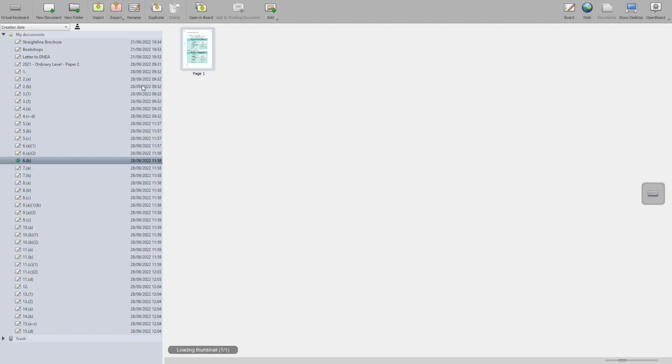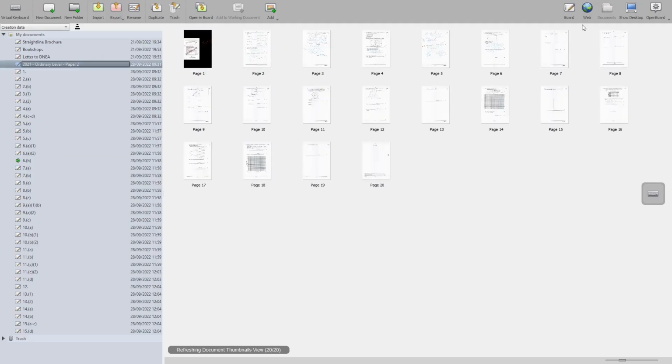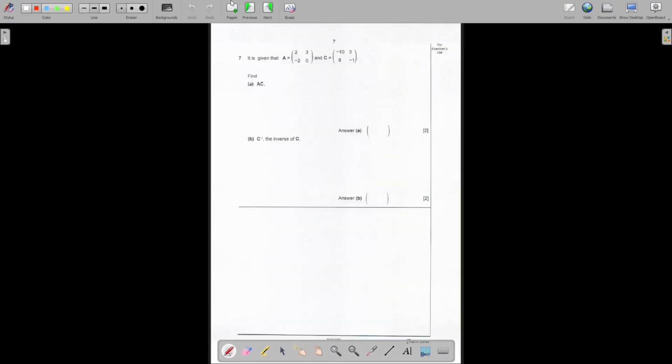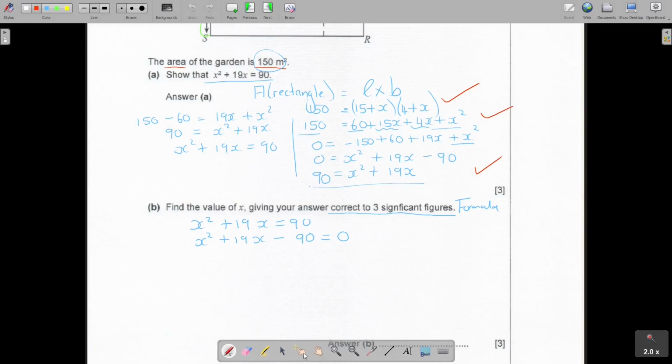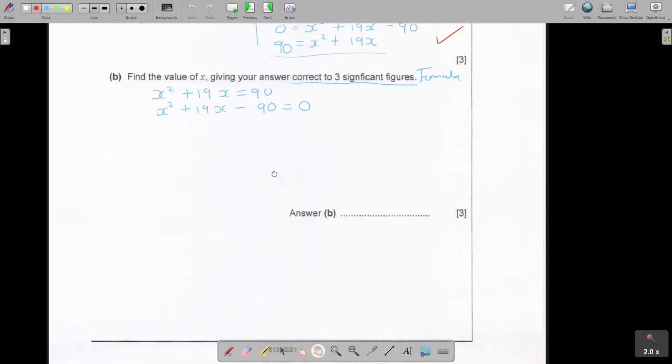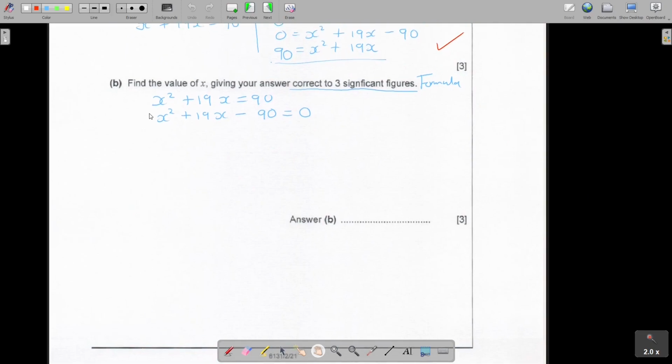Let's just go back to the question paper. Okay, here it is. So basically, I'm going to solve this now. I just want to show you, let's get my pen working. This is A, this is B, and this is C.